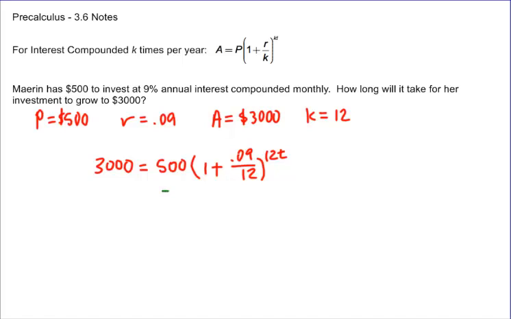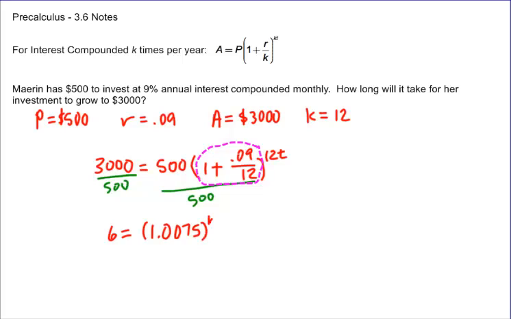And when we do the algebraic part, you're going to divide both sides by 500. So what you end up with is 6 equals, and then we can do this right here in our calculator. We can do this in our calculator and get a decimal. And so when you do that, that's going to be 1.0075 to the K. Whoops, K in this case is 12.